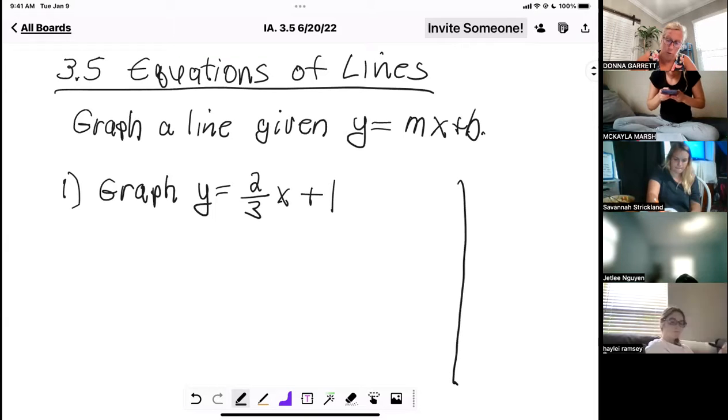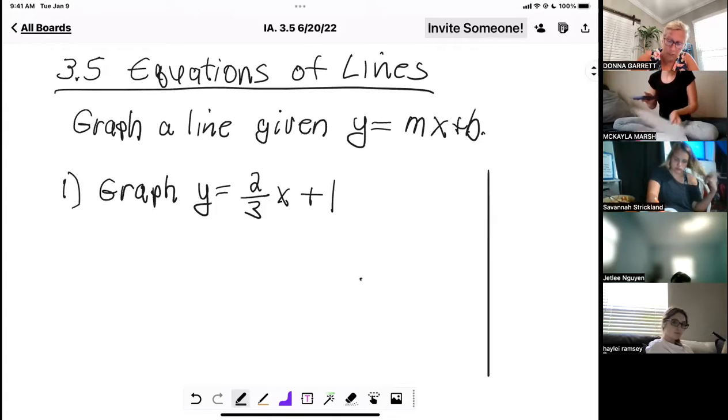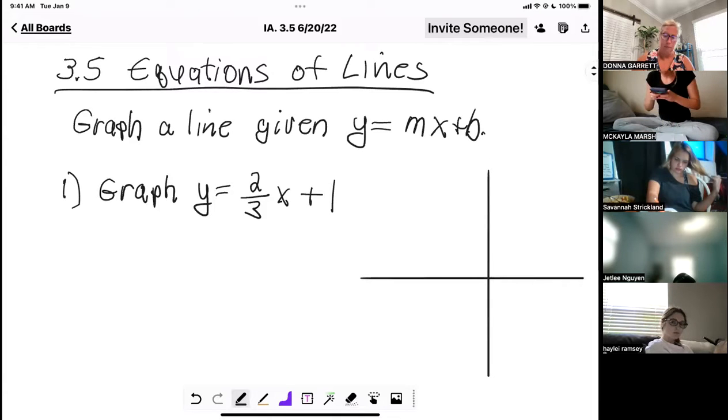So first we're going to draw our grid, our XY plane, or coordinate grid, whatever way you call it. I call it coordinate grid more than anything else. And we're going to put some tick marks.